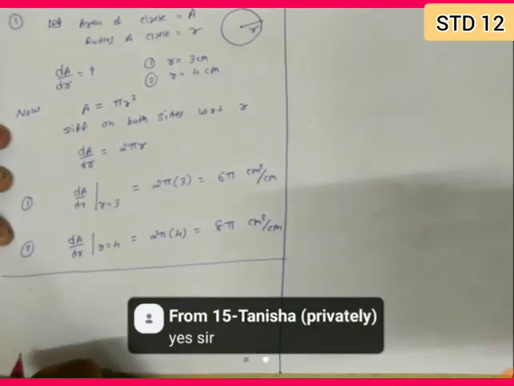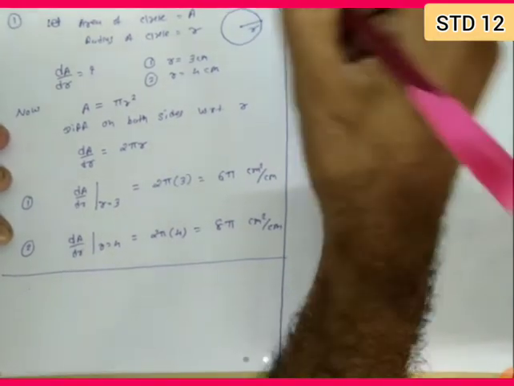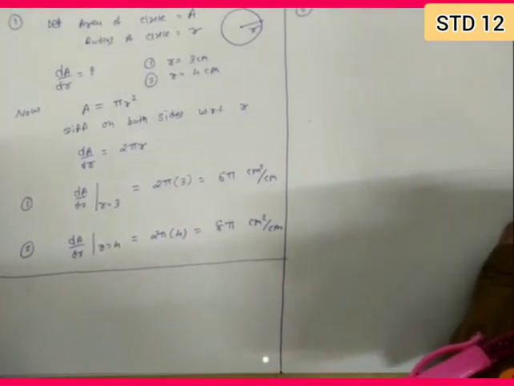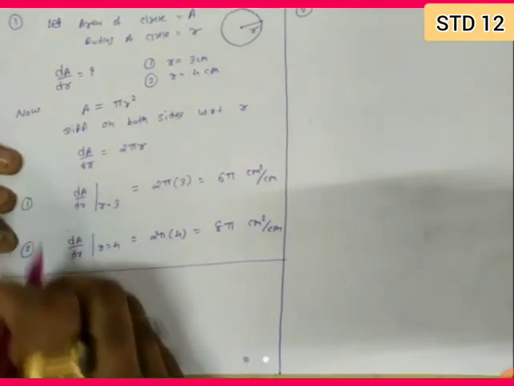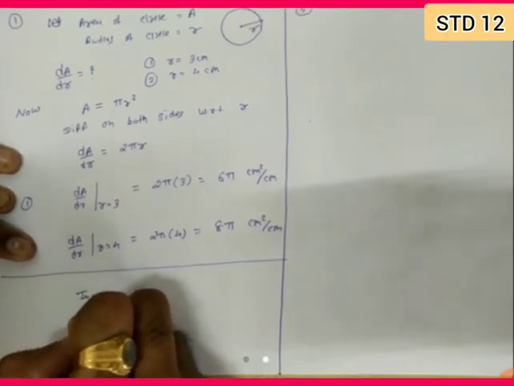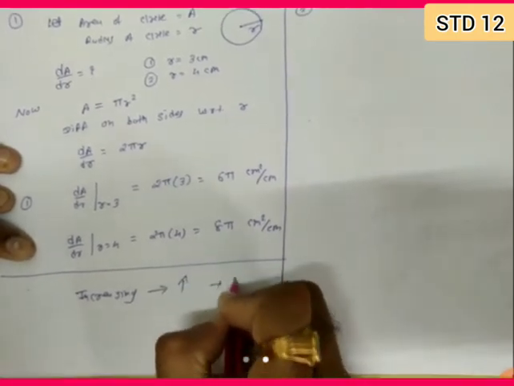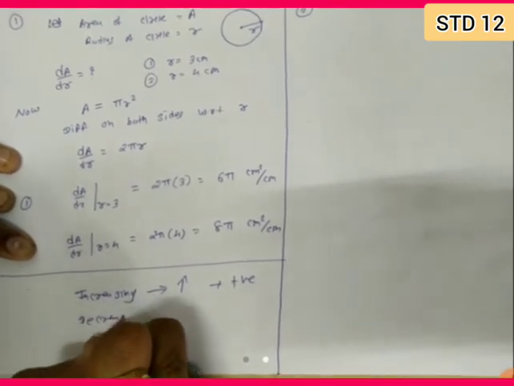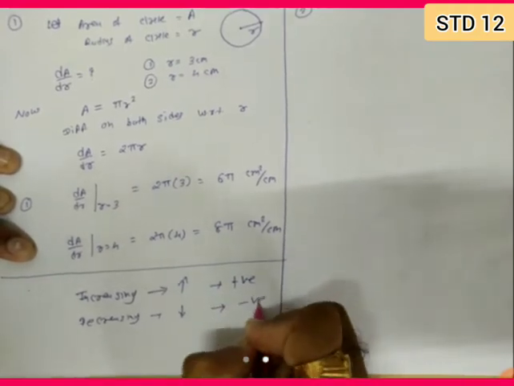Now question number 2, we do it here. Now question number 2. Here we are given the volume of cube is increasing. One point that you have to keep in mind, the rate of change of quantity. If any quantity is increasing, then you have to consider positive sign. And suppose some quantities are decreasing, for that you have to consider negative signs.